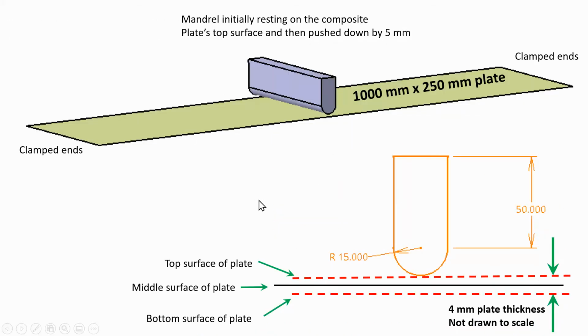Okay, this is the problem that we're going to be doing. It's good because when it comes to modeling it, first of all, we use a fabric, but it really doesn't matter. It could have been a unidirectional ply. All you need is those numbers. But it also involves dealing with contact. So I have a rather long plate, and the ends are clamped, and there is a mandrel exactly in the middle. The dimensions are given here. It's resting against the top of the plate, and then pushed down by 5 millimeters.